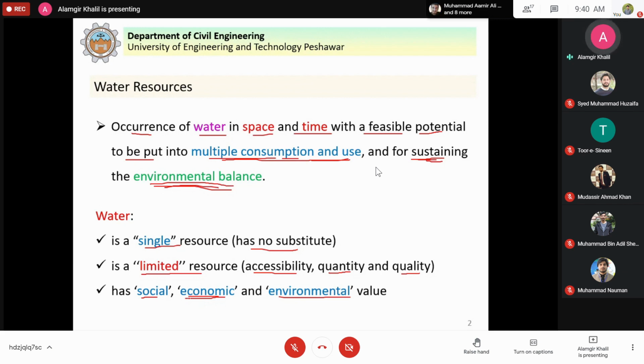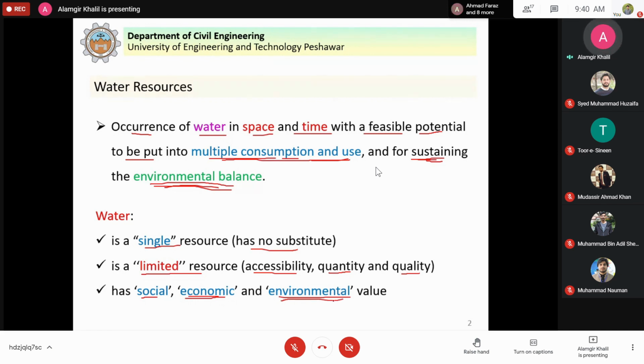The water which is supplied to the agricultural land, the crops which are grown, those crops generate the income for the farmers. And the crops need water for growth. So water has an economic value and environmental value.